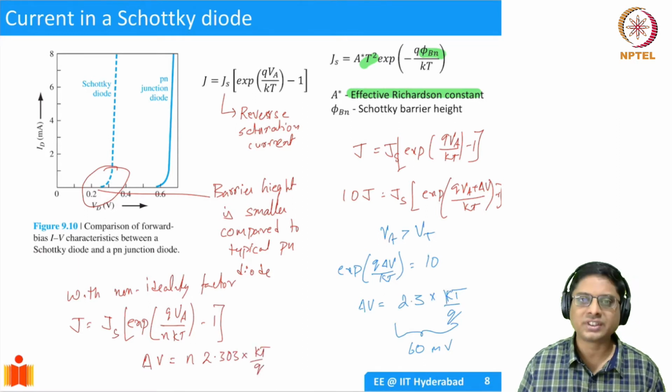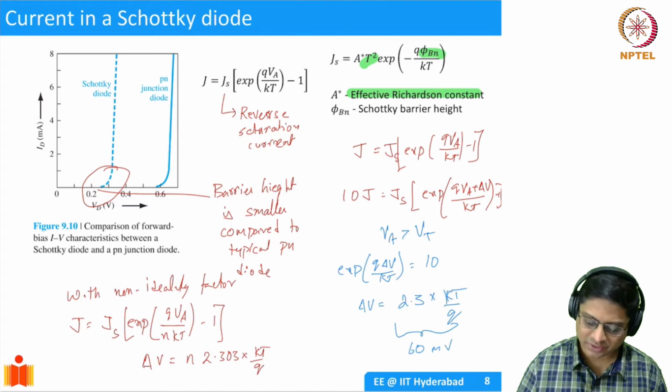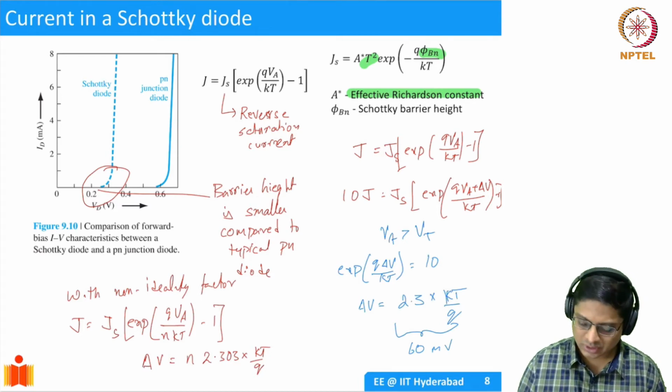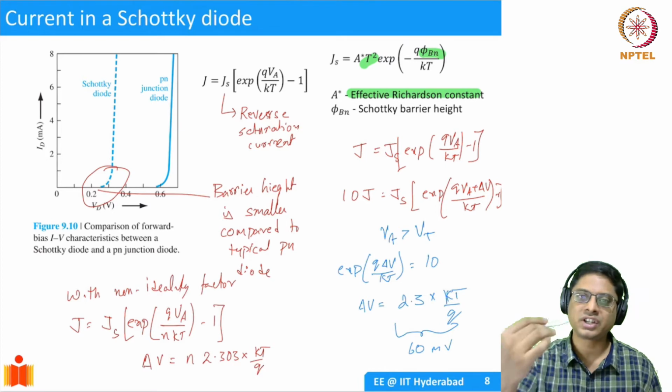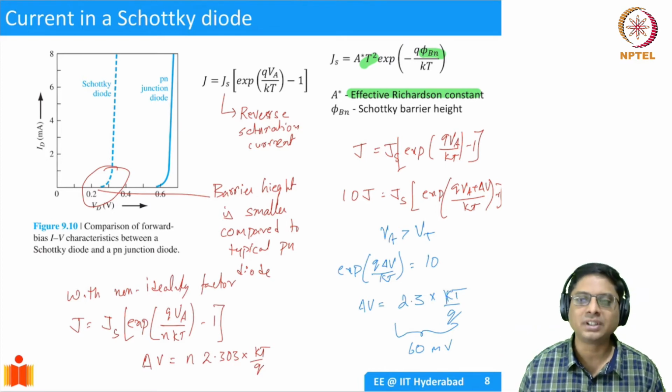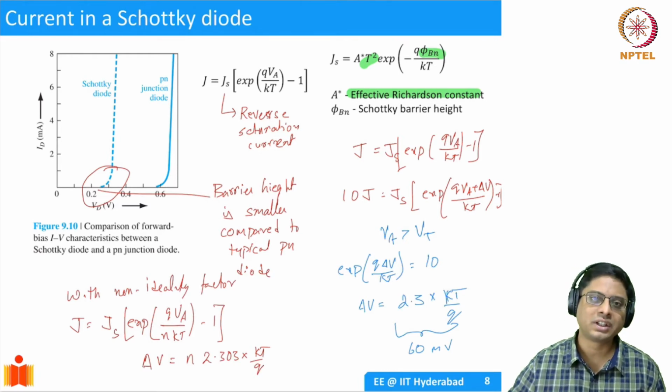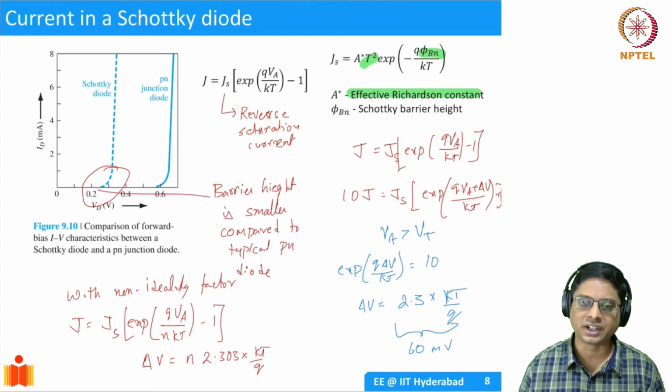So this number can be different for different situations. Typically, it's in the range of 1 to 2, so you are 1 to 1.5 or so. But this delta V that is required to cause one order change in the current is a very, very significant number. We will actually revisit this when we look at MOSFETs. But essentially, you require at least 60 millivolts. Experimentally, it can be 90 millivolts or so. So you need that much voltage change to cause a change of one order of magnitude in the current.